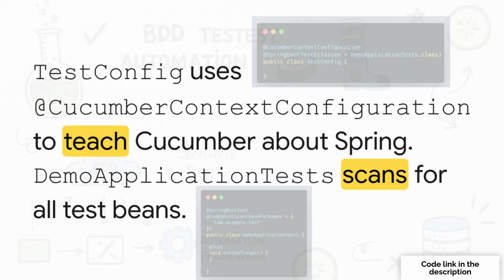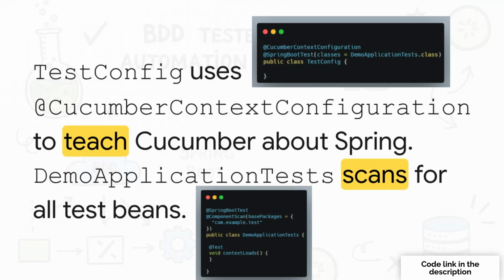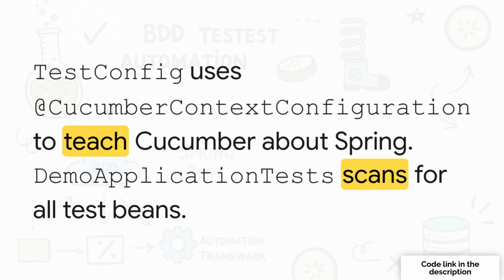You know, out of the box, Cucumber doesn't know anything about Spring. We actually have to explicitly teach it how to work with Spring. And we do this with these two key configuration classes. The first one, testconfig.java, uses a special Cucumber annotation to bootstrap the Spring context. The second one, demoApplicationTest.java, is a test entry point that uses addComponentScan to make sure Spring can find and manage all of our test-related components as beans.